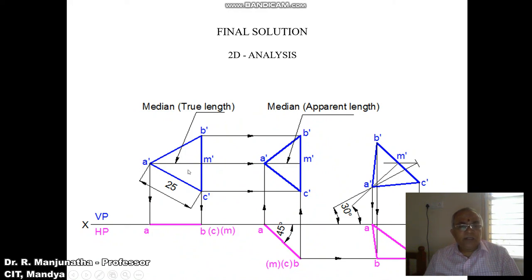Here, to find the median, you take the midpoint of the opposite edge, which is B dash C dash, and mark it M dash. You join A dash to M dash with a thin line, so that A dash M dash is the median, which is in true length. When you look from the top view, A and B are near to the observer, so AB is visible, and C and M are away from the observer, so C is in bracket and M is also in bracket. Then it says one of the corners is resting on HP.